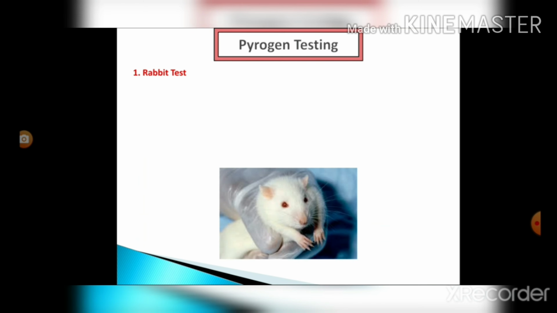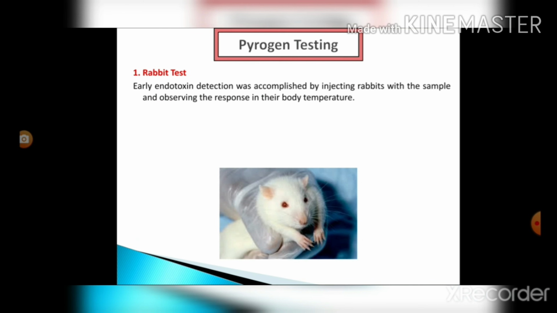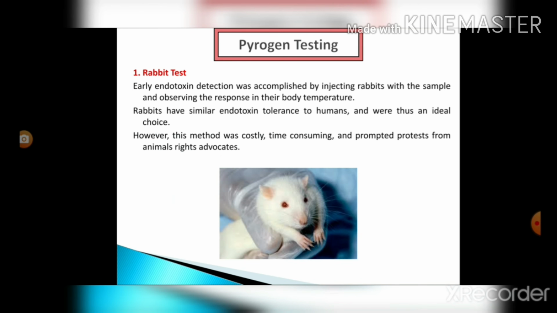Now first, the rabbit test. Early endotoxin detection was accomplished by injecting rabbits with the sample and observing the response in their body temperature. Rabbits have similar endotoxin tolerance to humans and were thus an ideal choice. However, this method was costly, time consuming, and prompted protest from animal rights advocates. Now, the first method is the rabbit test.